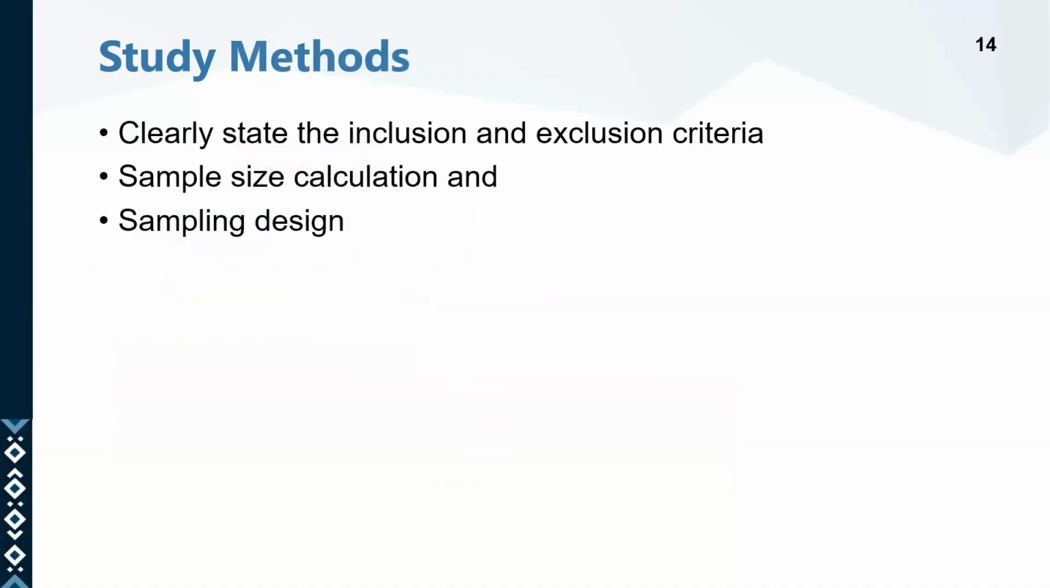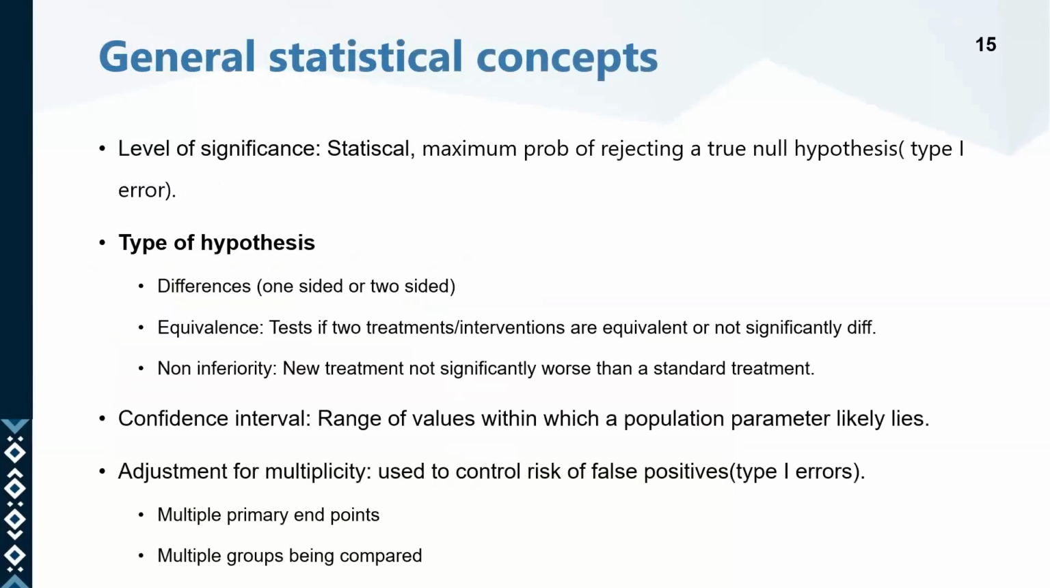Next, you have to clearly, like we said, state your inclusion and exclusion criteria, your sample size calculation, and your sampling design. And you have to familiarize yourself, when making your statistical analysis plan, with some concepts that are generally used in statistics, like the level of significance, which we call alpha in statistics, which is the maximum probability of rejecting a true null hypothesis, or the type 1 error we just saw.